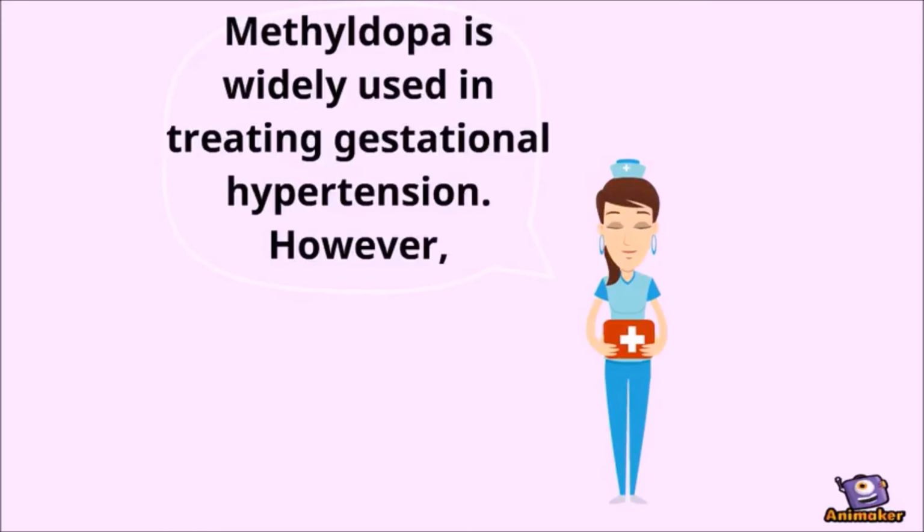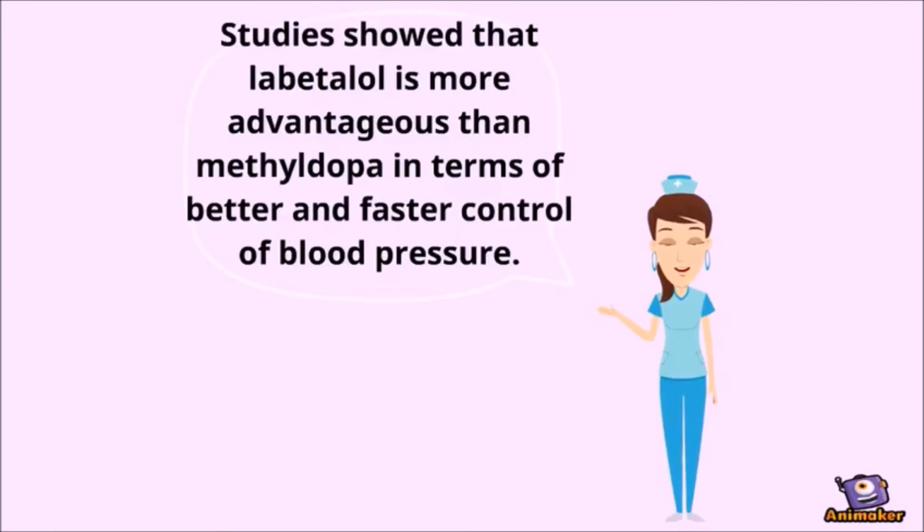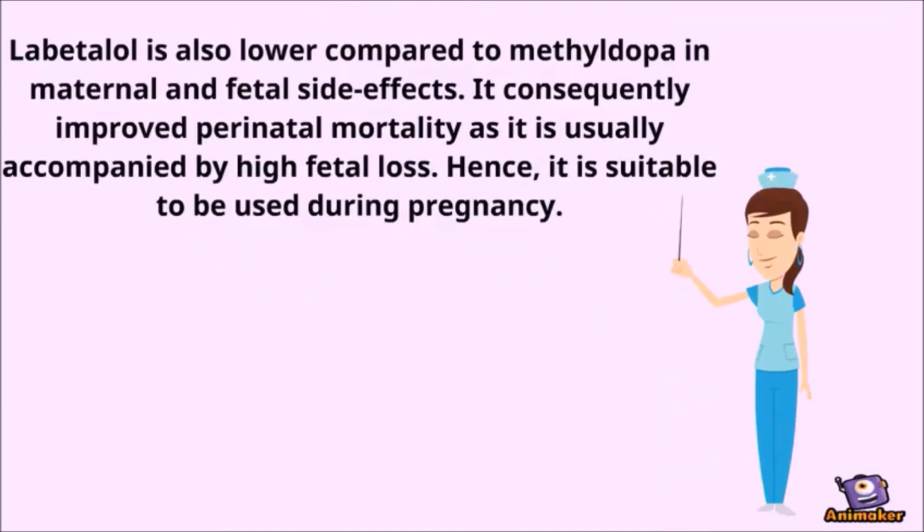Methyldopa is widely used in treating gestational hypertension. However, studies showed that labetalol is more advantageous than methyldopa in terms of better and faster control of blood pressure. In addition, labetalol is also lower compared to methyldopa in maternal and fetal side effects. It consequently improved perinatal mortality, as it is usually accompanied by high fetal loss. Hence, it is suitable to be used during pregnancy.